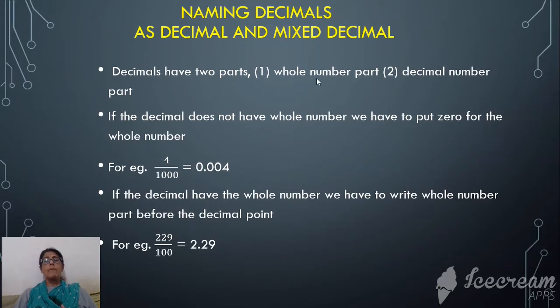Just now I told you that a decimal has two parts. One is the whole part and another is the decimal part. If the whole part is not there, we have to place a 0. And if the whole part is there, we have to write the whole part also. Understand, children?